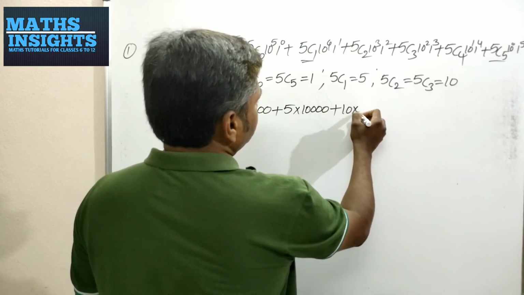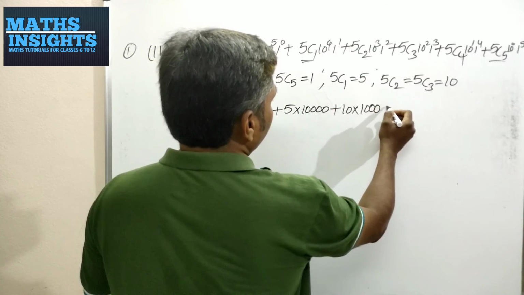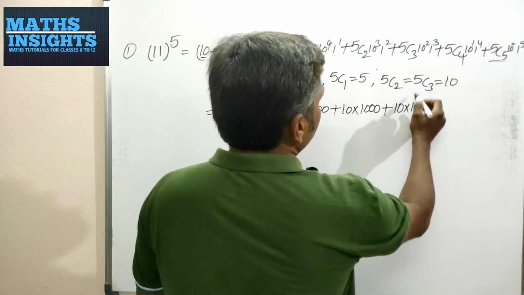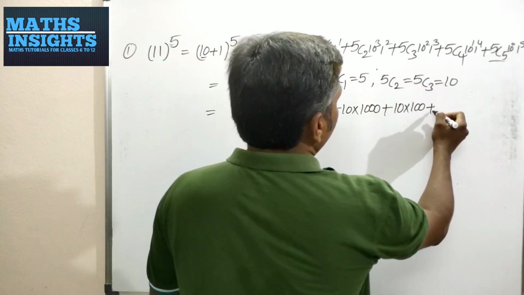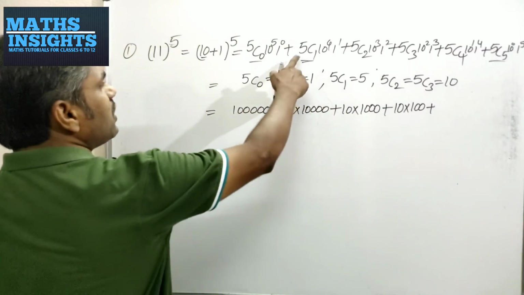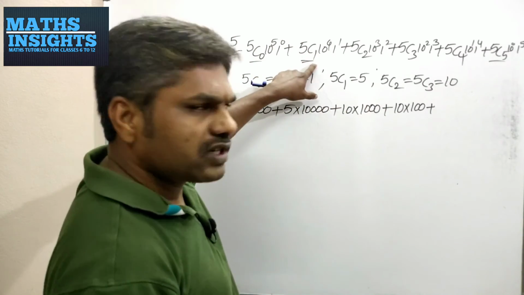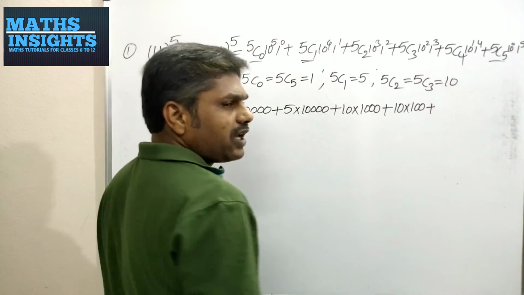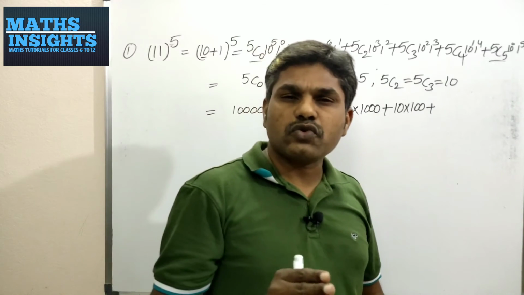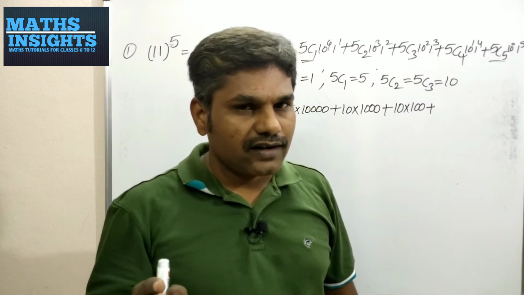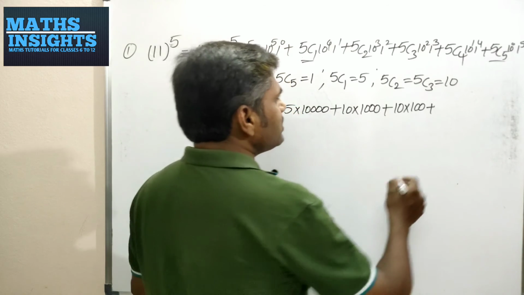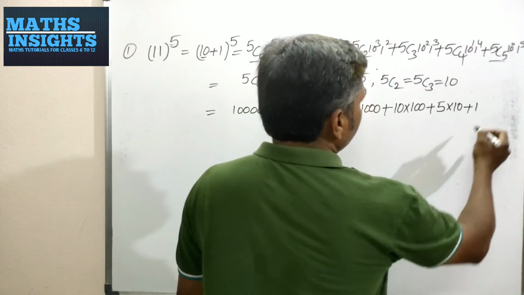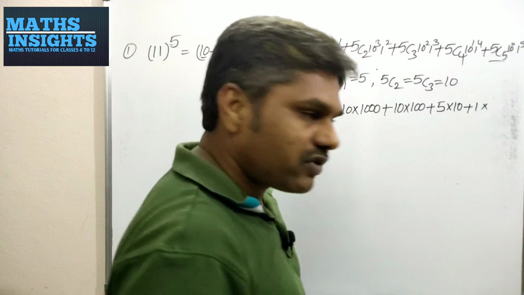5C2 value is 10, 10 cube is 1000, and 1 power 2 is again 1. 5C3 is also 10 into 10 square is 100, plus 5C4. 5C4 equals 5C1. Why? Because 5 minus 1 is 4, and 5 minus 4 is 1. Therefore, as per our formula, nCr is equal to nC(n minus r). The values are equal. Therefore, 5C4 is again 5 into 10, plus 5C5 is 1 again. 10 power 0 is 1, 1 power 5 is 1.